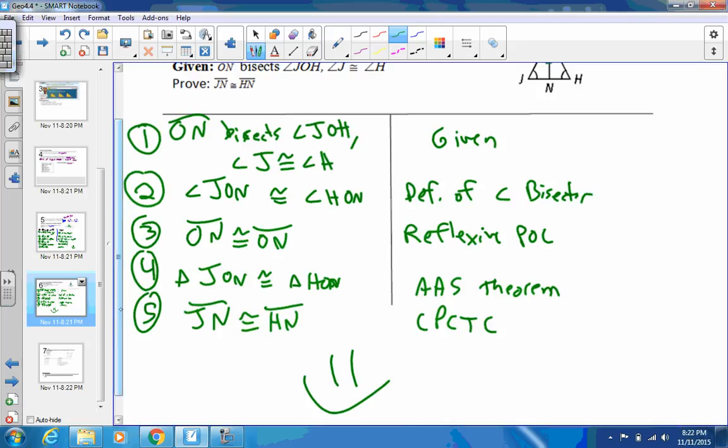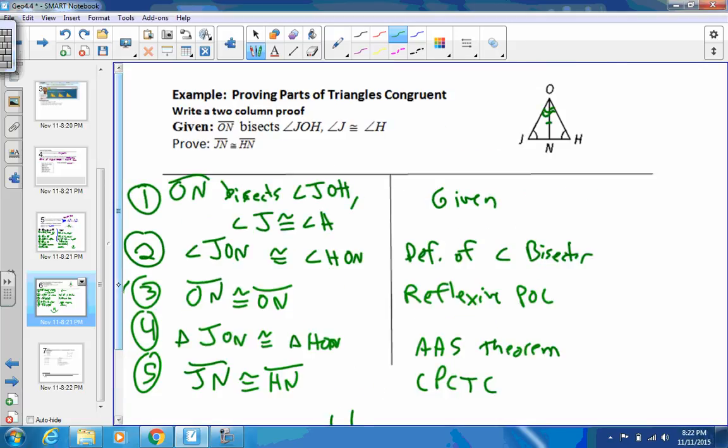Nice. And of course, there are different ways to write this. Don't feel like this is the only way you have to write this proof. But this is just the way that I wrote it, and I wrote down the stuff I knew, the stuff that I could figure out from the given or the picture, and had enough information to show that those two triangles were congruent.